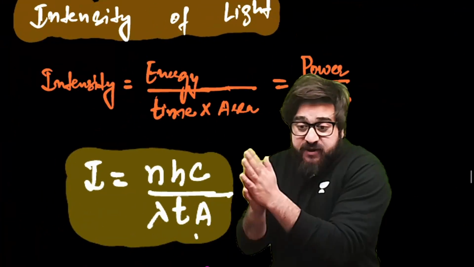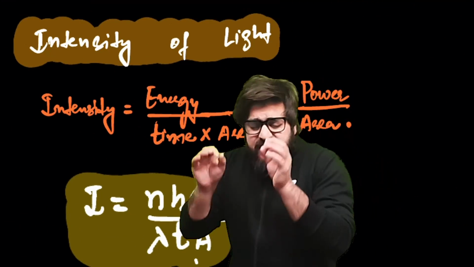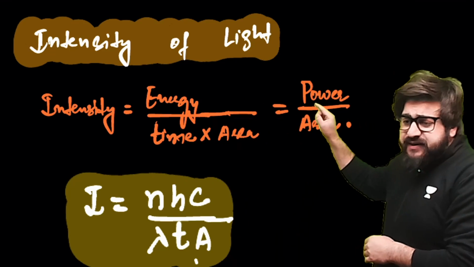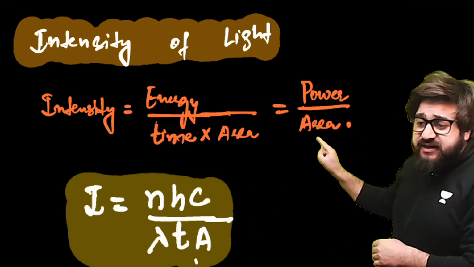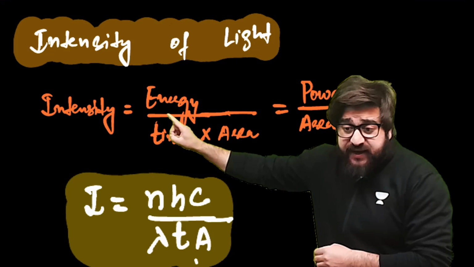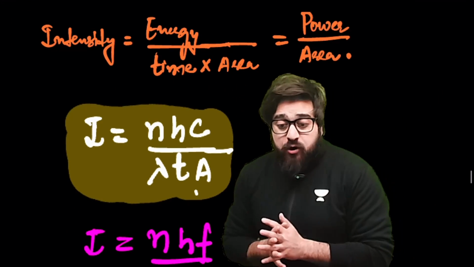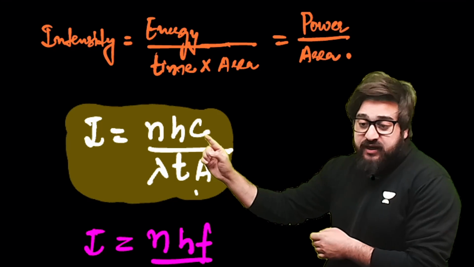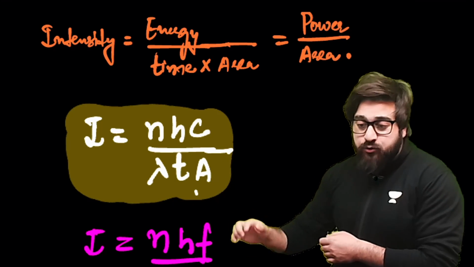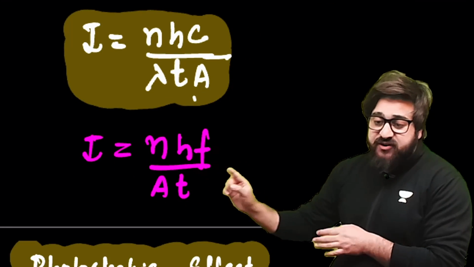Next topic, intensity of light. Directly remember that intensity is simply power divided by area, or you can say energy falling per second per unit area. The formula is nhc divided by lambda t into A, or you can also write nhf divided by At.